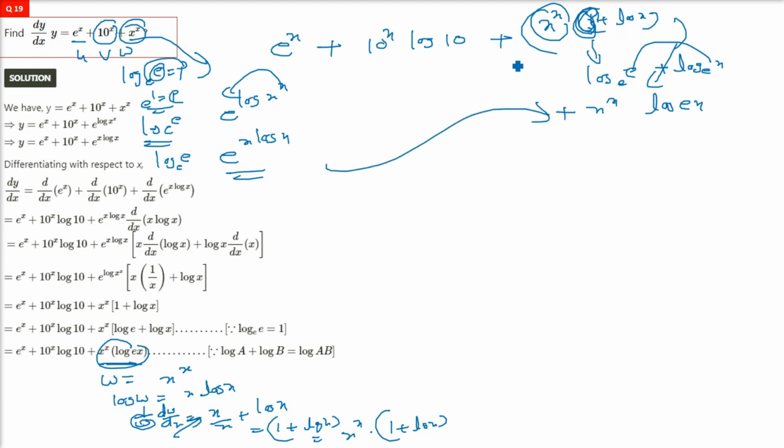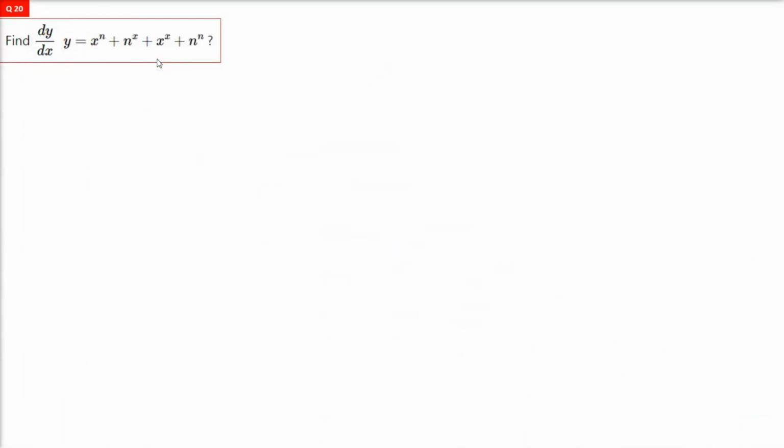The tricky part is only one, which is log e, which we have written, and then we applied the log property. This question we will take in the next discussion. Till then, thank you so much and take care of yourself.